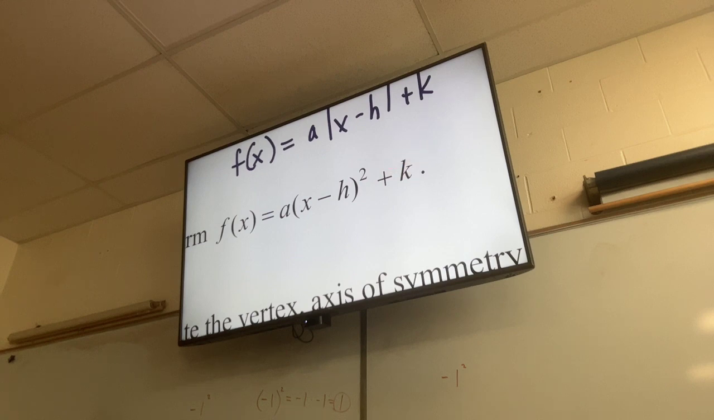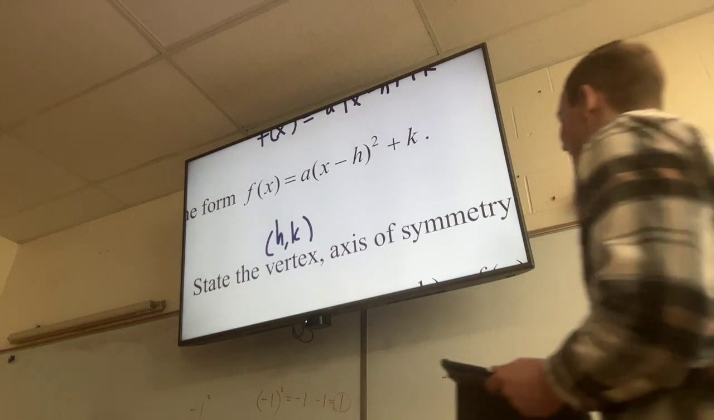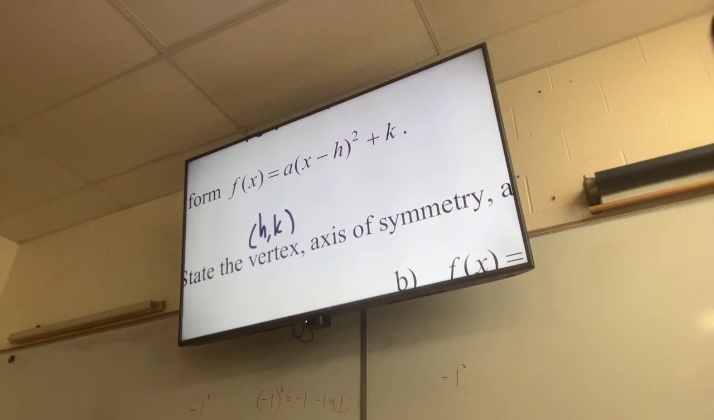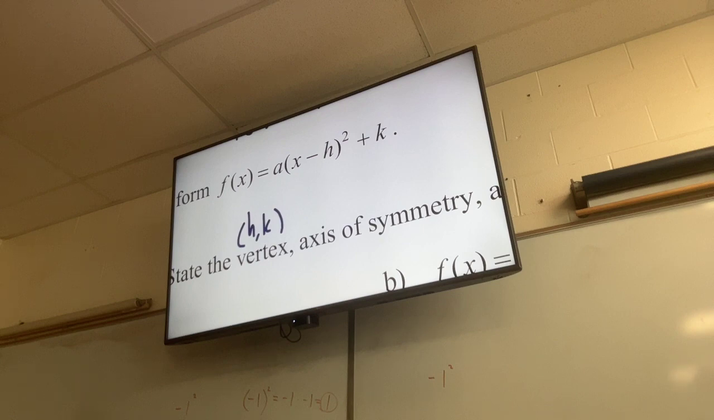And your vertex, anyone remember what our vertex is going to be? H comma k. There you go. So Tina was onto it. H comma k, that's my vertex. We didn't talk about axis of symmetry. My axis of symmetry is a line that goes up and down and splits my parabola in half.